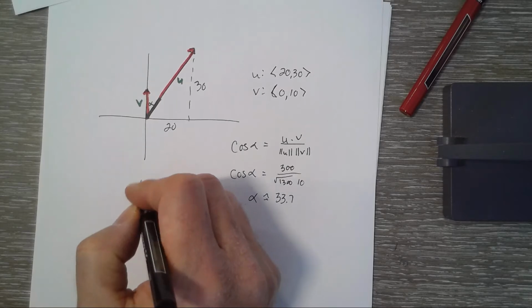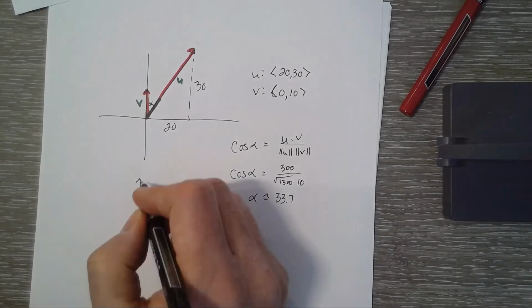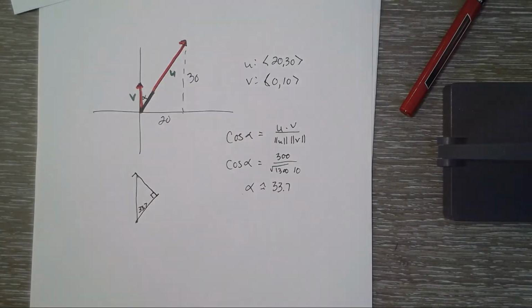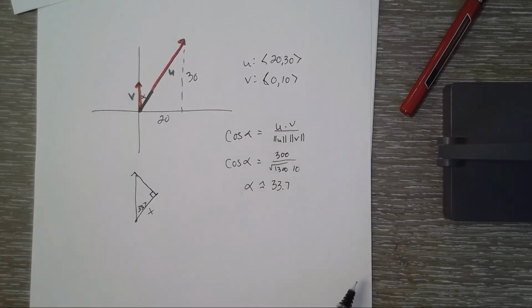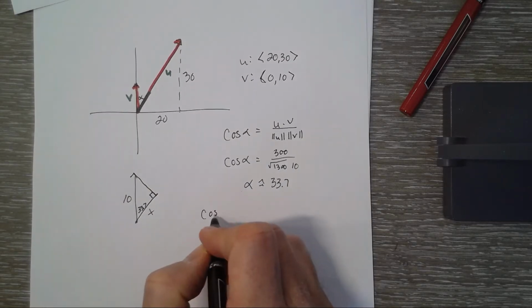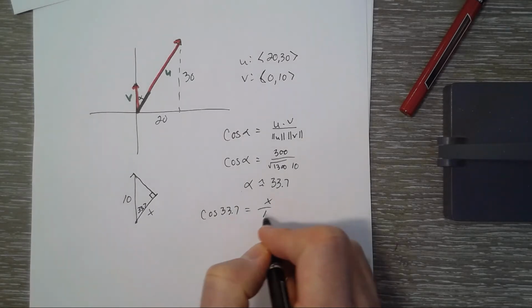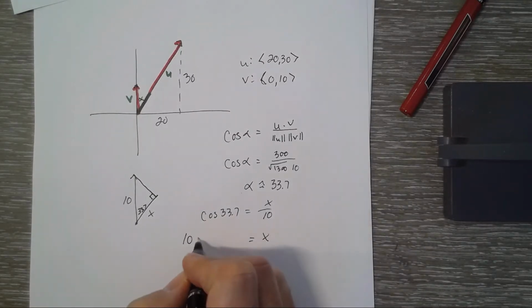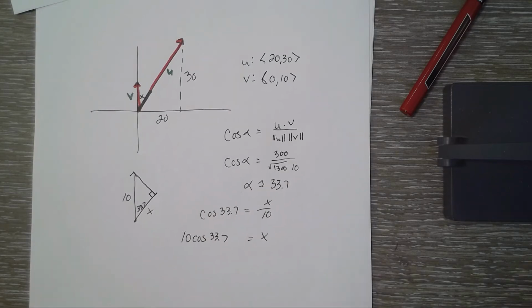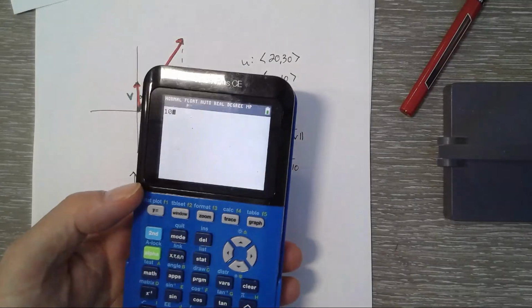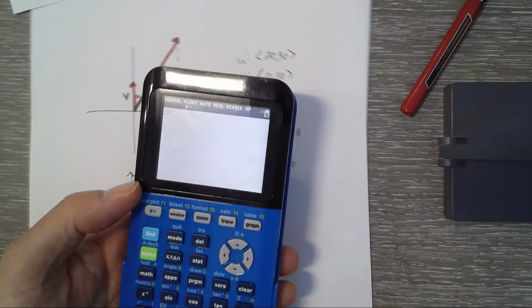I'm going to zoom in. And this is 33.7 degrees. Okay, and this is what we're looking for right there. That's our answer. That's the projection of V onto U. Well, we know this is 10. So then we can just say, the cosine of 33.7 equals x over 10, adjacent over hypotenuse. So 10 times the cosine of 33.7 equals 8.32.